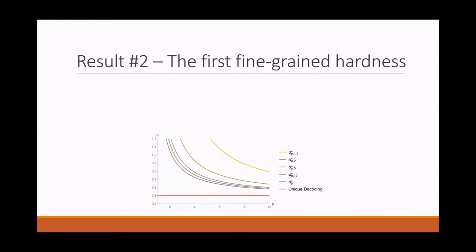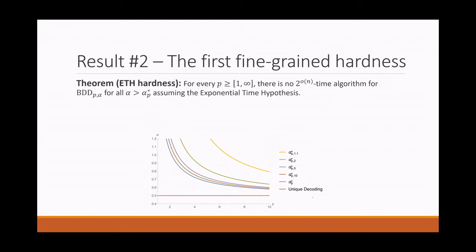Our second main result is the first fine-grained hardness of BDD in any l_p norm. Our first result along these lines is analogous to the previous result. We show that there's no sub-exponential time algorithm for BDD for all alpha greater than alpha_p star, assuming the exponential time hypothesis, ETH. This in particular holds for the important Euclidean case where p equals 2, about which nothing was previously known either.